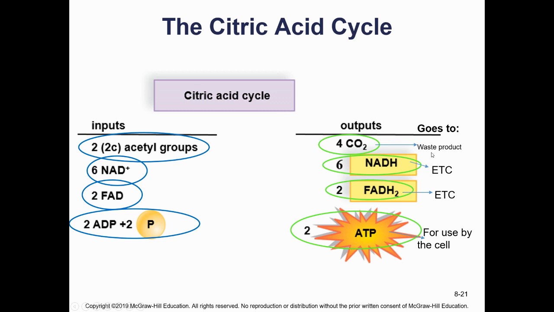My carbon dioxides go to a waste product. They're exhaled. My taxi cabs carry their hydrogens to the electron transport chain where they will drop them off and then come back to pick up more passengers. And my ATP is ready to be used for whatever work the cell needs it for.